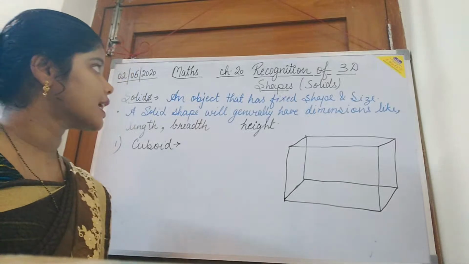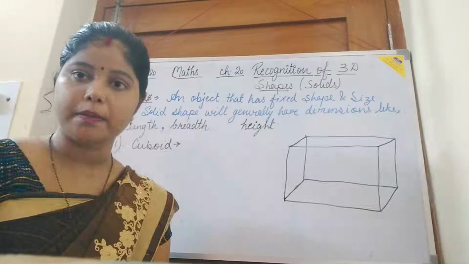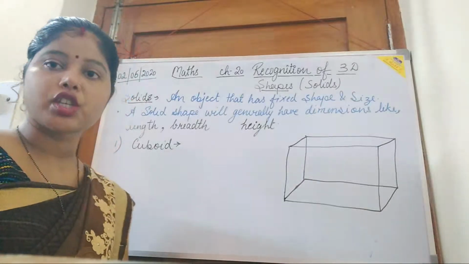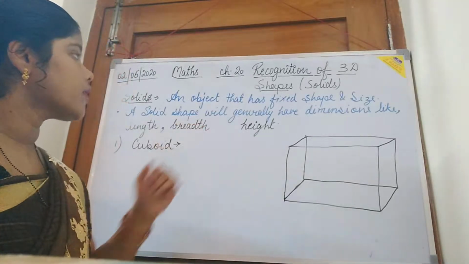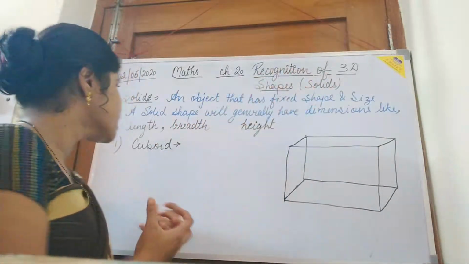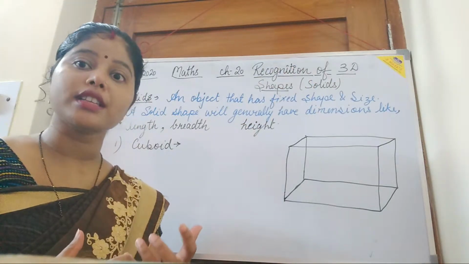Today we are going to start chapter number 20, Recognition of 3D shapes, solids. In the previous lecture we learned about linear symmetry. Now today we will learn about solid shapes. What is a solid shape? First of all, we will discuss what a solid is.